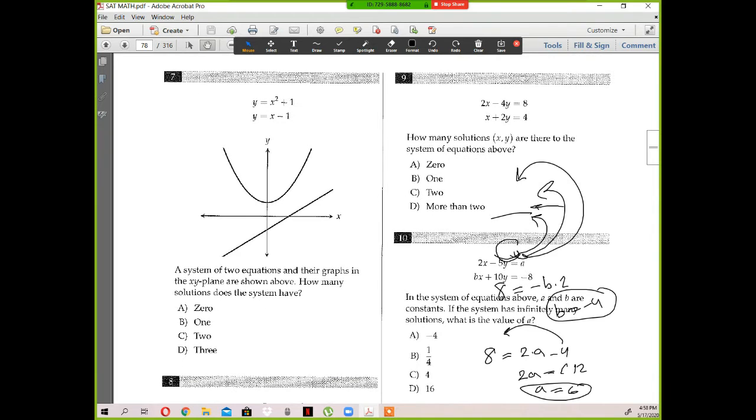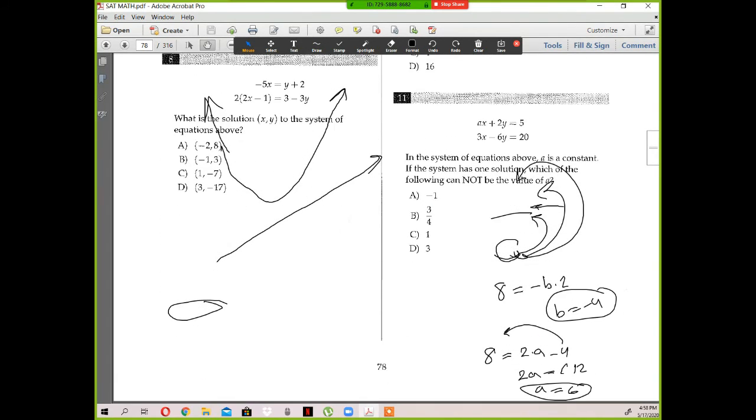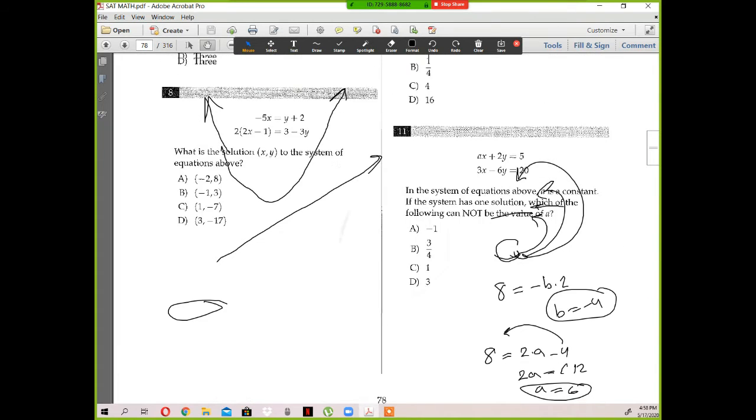About this one, it should be quick, because it's asking how many solutions this system of equations has. If there is no intersection, there is no solution for this system of equations. As you can see, this line goes to infinity like this, and this parabola is going to infinity like this. Are these intersecting each other? No. There is no intersection, so there is no solution. 0.